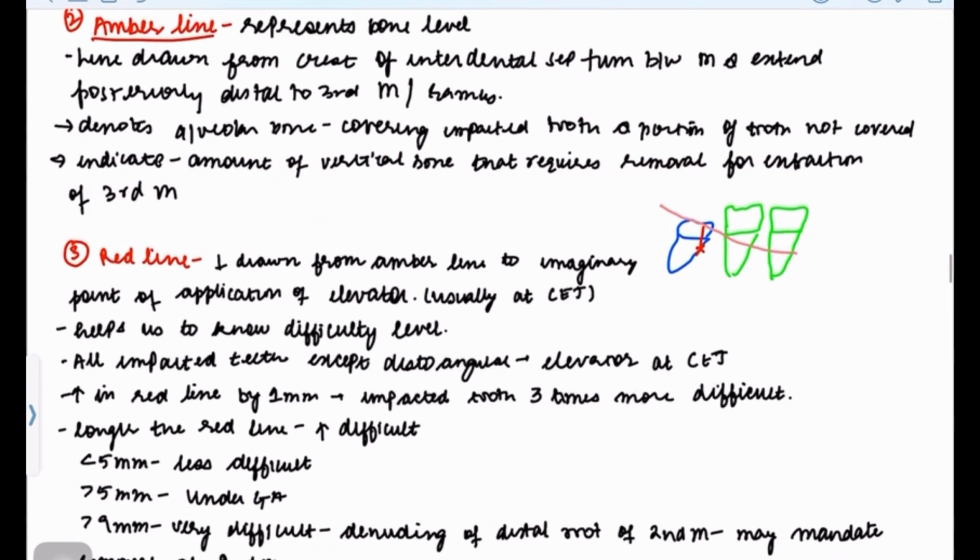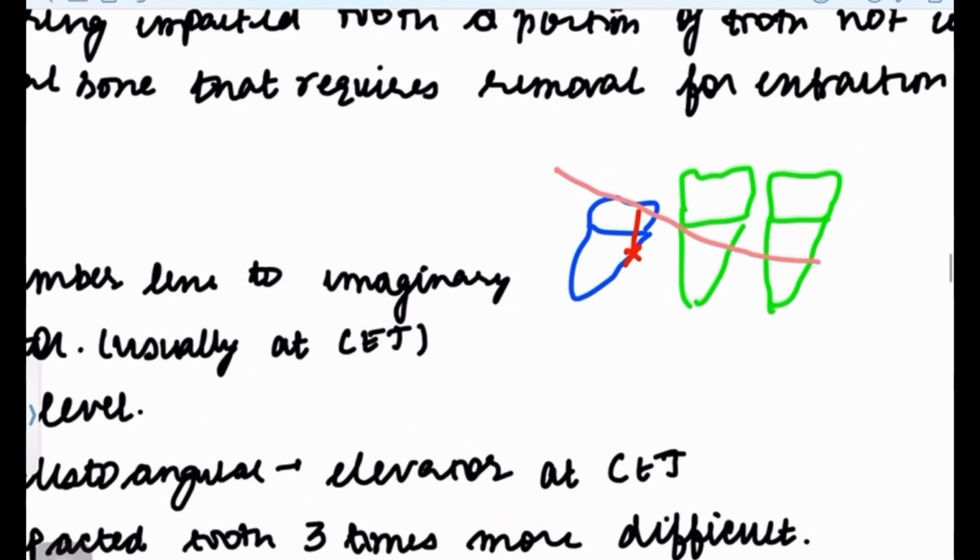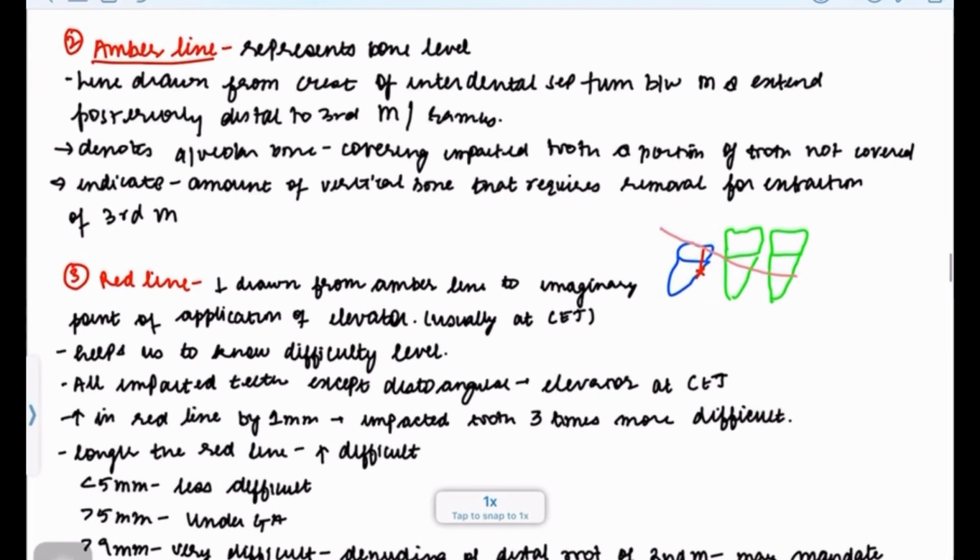Now let's see the third line, the red line. So what is the red line? If this is my amber line, what will we do? From this amber line, we will draw a perpendicular downwards till an imaginary point where we will be inserting our elevator to remove this impacted tooth. Usually this point will be at the CEJ. So from the amber line I will draw a perpendicular down till the imaginary point of the application of the elevator, which is usually at the CEJ.